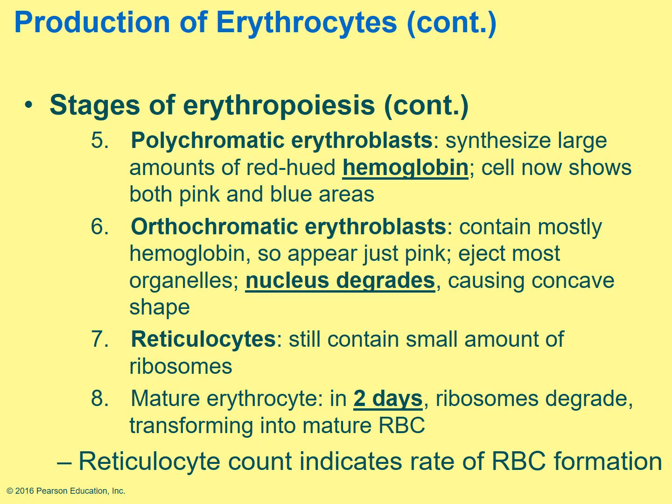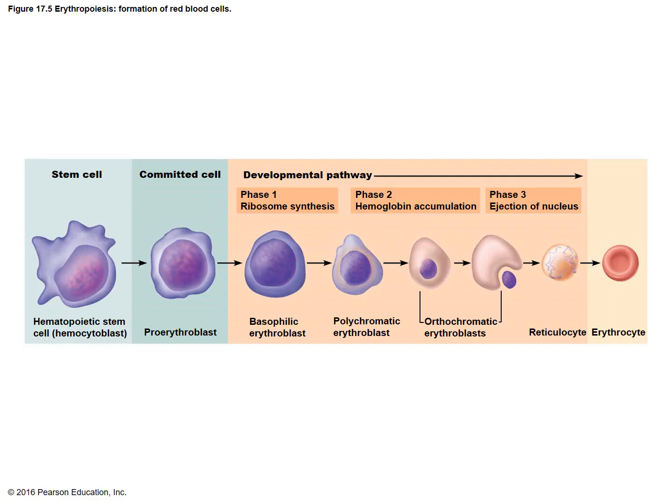From there, you move to the reticulocytes, you still have a few ribosomes there, and then the last stage is the mature erythrocyte, and the final ribosomes are going to degrade, and once again, you've already lost the nucleus. So this is showing the various stages until finally you have that mature erythrocyte.